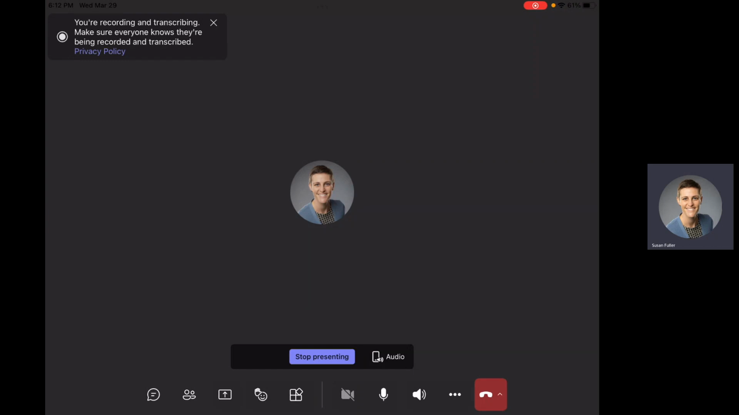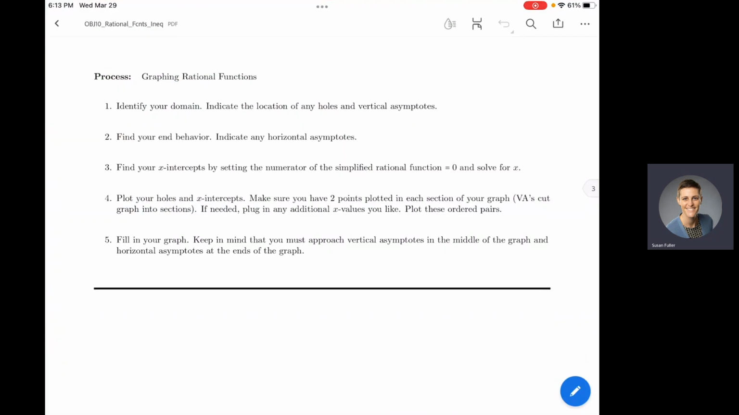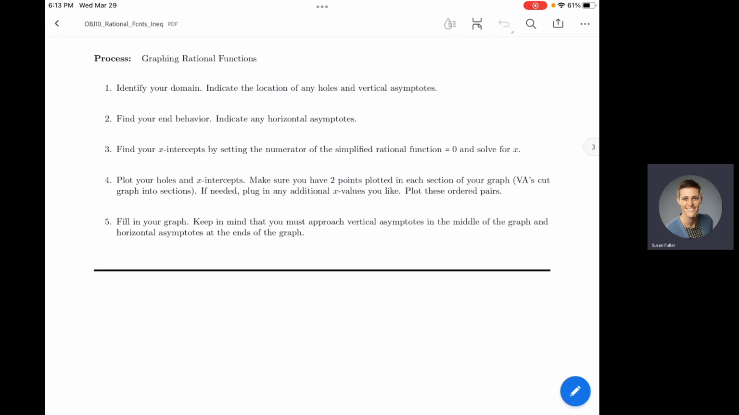Hey everyone. So we did one example of graphing rational functions today in class. I wanted you to have a couple more to help you with this, especially because I want you to get started on homework 10 over the weekend. I want you to have a couple of examples to help you through it.